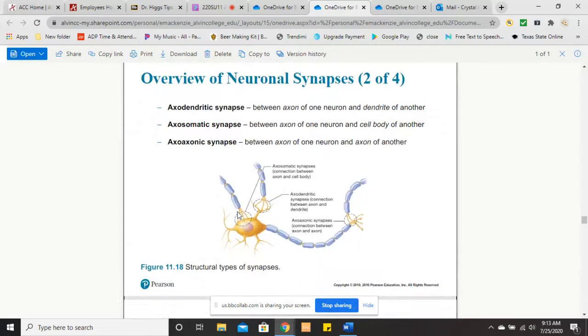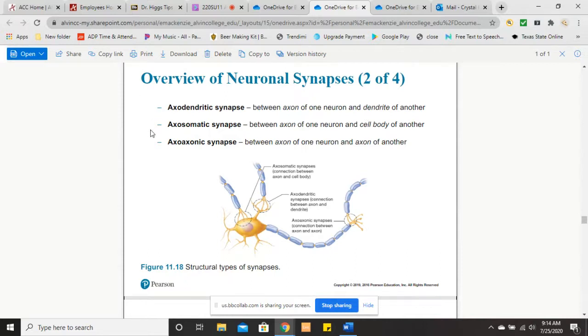And I told you neurons could talk to other neurons. So we even classify synapses based off where those neurons could talk to each other. For example, the axon of one neuron could talk to the dendrite of another neuron, which is what you see here. So we call this an axodendritic synapse. Just break down the names. Axo for axon, dendrite for dendrite. It's telling you what's talking.